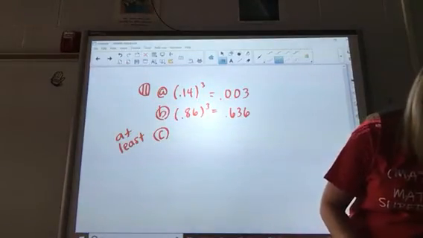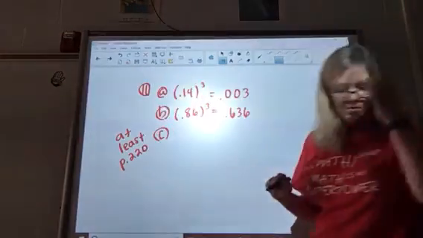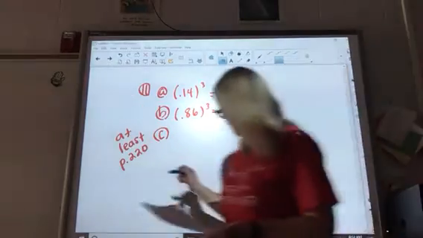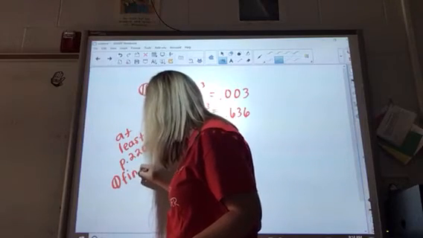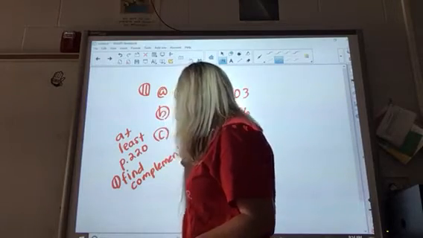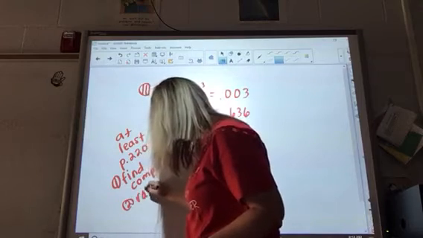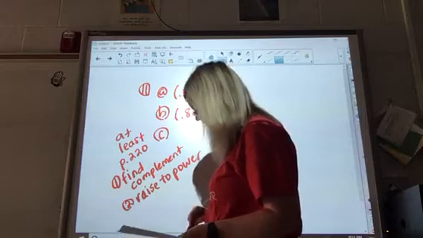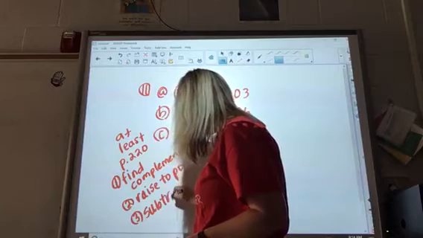If you want to refer back in your book, there's some examples on page 220, but I'm going to write 3 little steps that helps me out, okay? The first thing I do is I find the complement. The second thing I do is I raise it to whatever power I'm given. And then step 3, I subtract from 1.